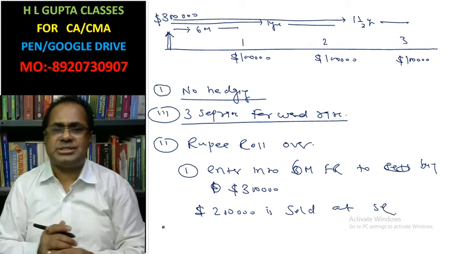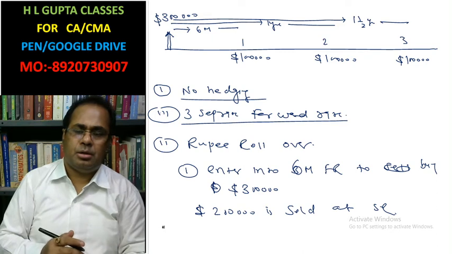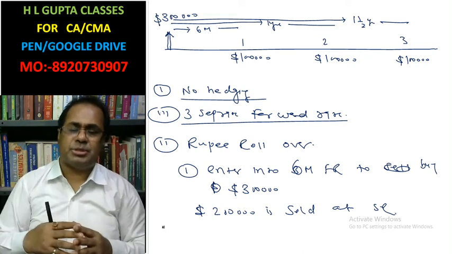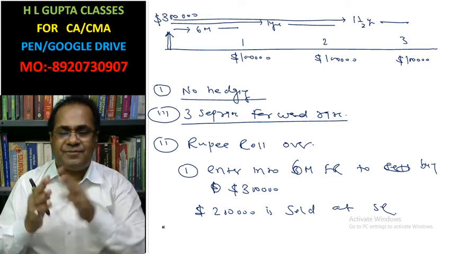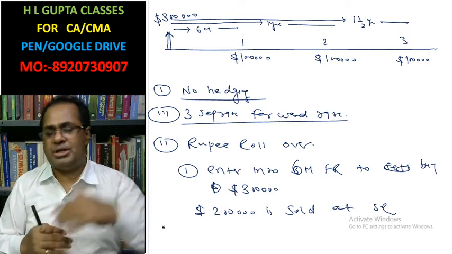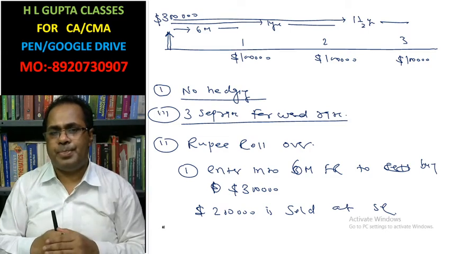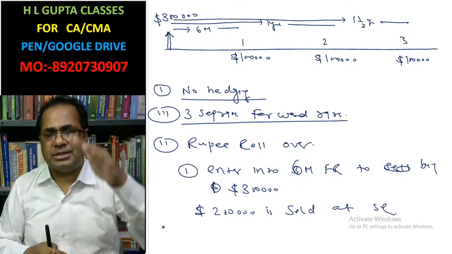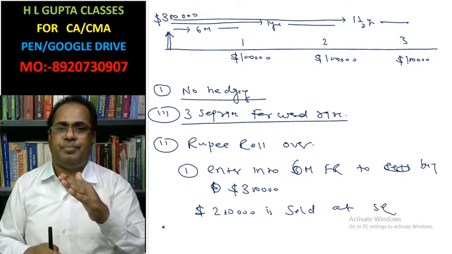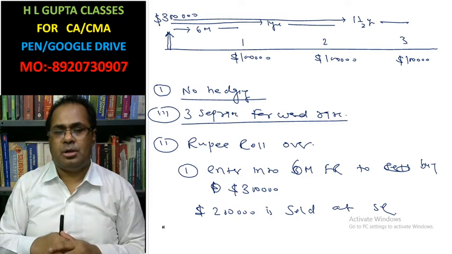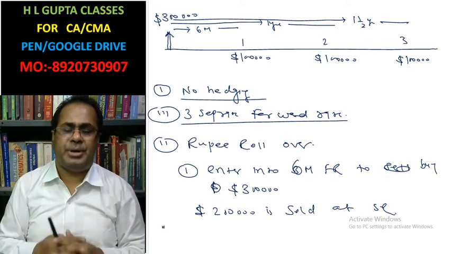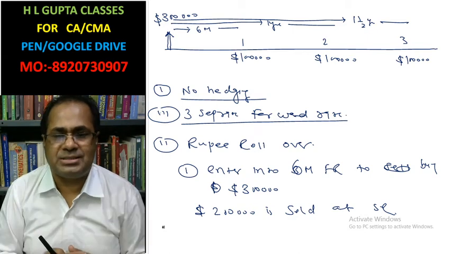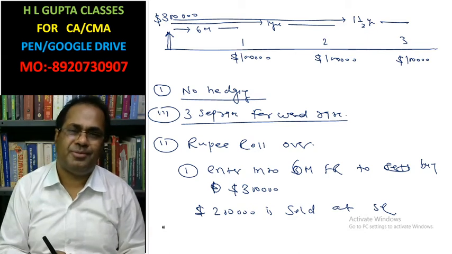Again you enter for the second payment, a 6-month forward rate to buy $1 lakh. After 6 months you have to pay $1 lakh only, then sell the rest at the spot rate. Out of the three options of payment, which one is the best? That option you have to evaluate. Okay.